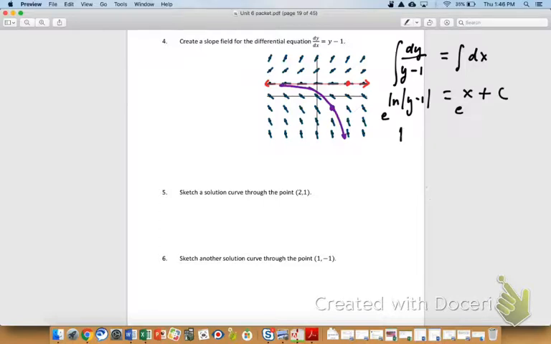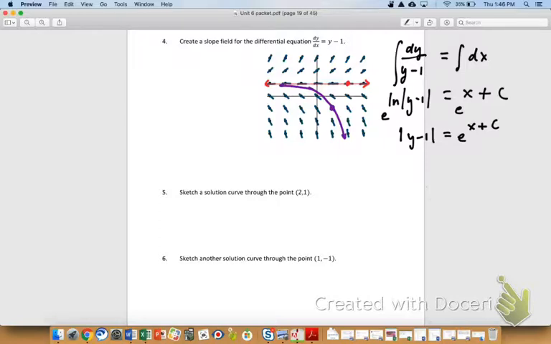Why? Because I'm trying to get the y by itself. If I'm trying to get the y by itself, I got to get rid of the natural log, and the e will undo the natural log. So it'd be absolute value of y minus 1 equals e to the x plus c. We actually did this very equation on the very first regular day of class right here. I've got to consider my initial condition here.